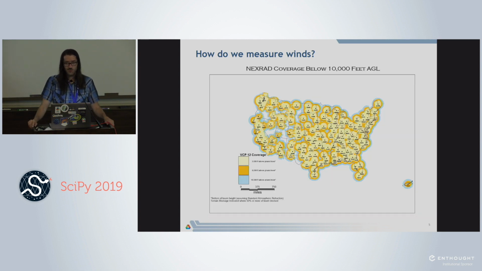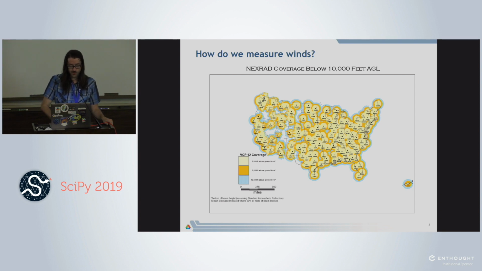Also, now finally, we have a large network of radars in the United States. So we have the next generation radars, which we commonly call NEXRAD, and these provide ample coverage throughout the United States. All the areas in yellow particularly, we get at least coverage at 3,000 feet above ground level. And this encompasses about 90% of the United States.